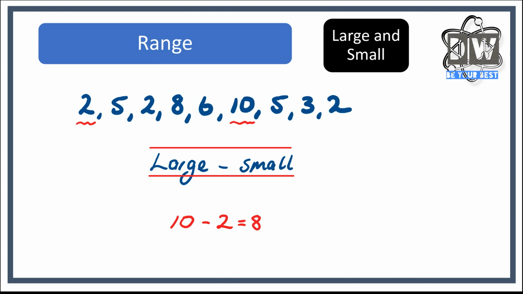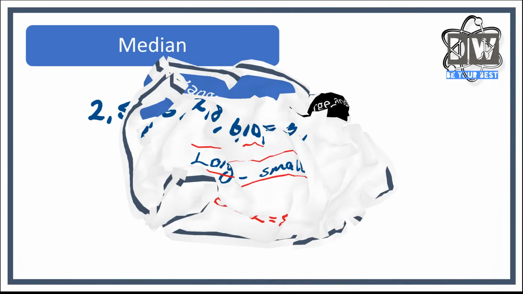10 take away 2. So my range for this group of numbers would be 8. So just remember, each time we do this, you need to make some notes. You need to go through. You need to fully understand. Because when we get to the quiz, I don't want you looking at your notes to answer the quiz. It's all about, can you memorize it?